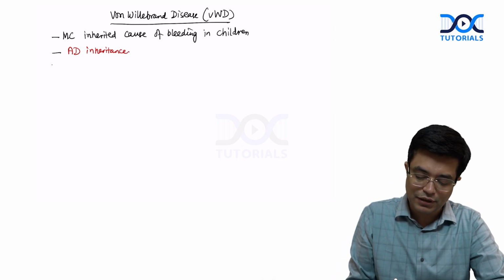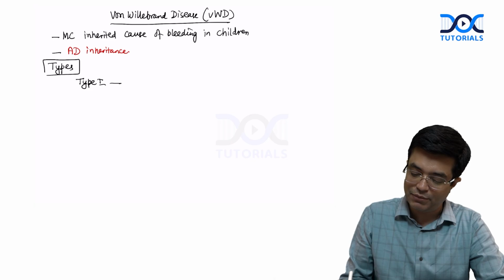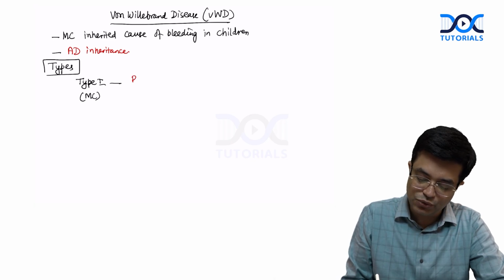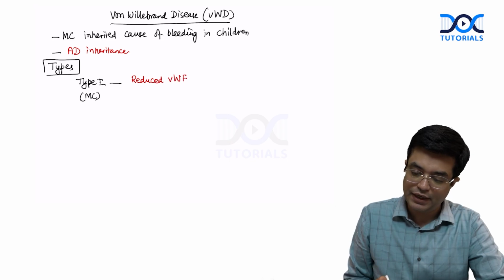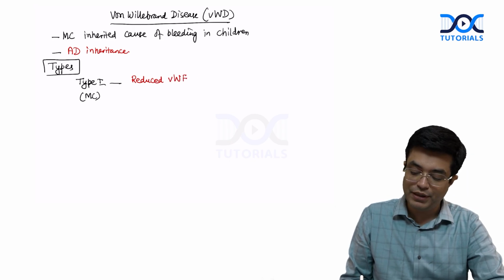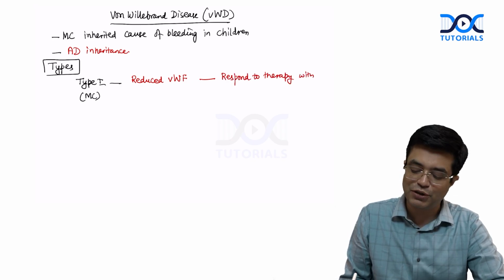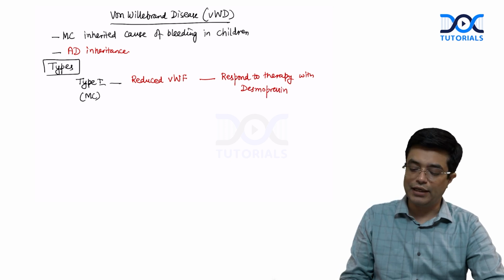There are multiple subtypes of von Willebrand disease which have been described. So we have type 1 von Willebrand disease. Type 1 variety is the most common form. There are reduced levels of von Willebrand factor. And these are the patients who will be benefited. They respond to therapy with desmopressin. Desmopressin has been shown to increase the levels of von Willebrand factor in type 1 form.